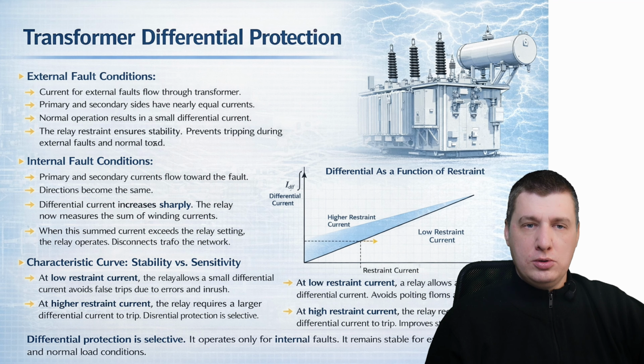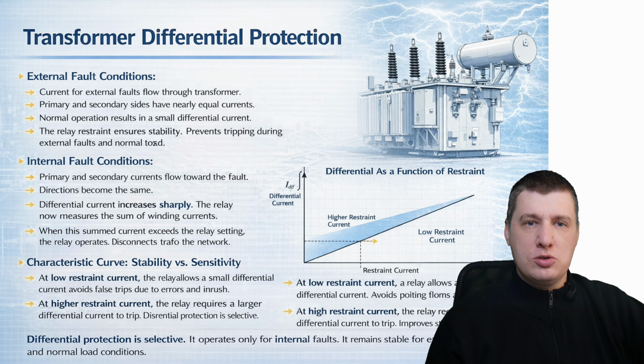During an internal fault, the situation changes. Current in both transformer windings flows towards the fault. Their direction becomes the same. As a result, the differential current increases sharply. The relay now measures the sum of the winding currents. When the summed current exceeds the relay setting, the relay operates. The transformer disconnects from the network.